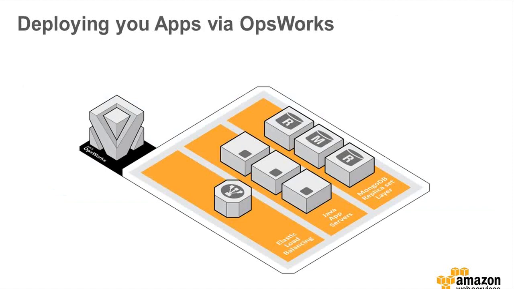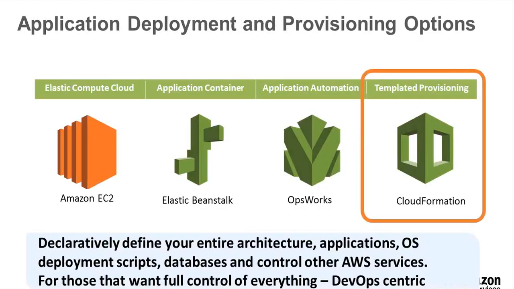So what do you end up with? Something not too dissimilar to that, whereby you create a number of tiers inside a stack, whereby here you've got a load balancer, which will be flicking traffic between the 3 Java application servers, which all then connect to a MongoDB tier, whereby you've got a master node and 2 read replicas. So that's OpsWorks.